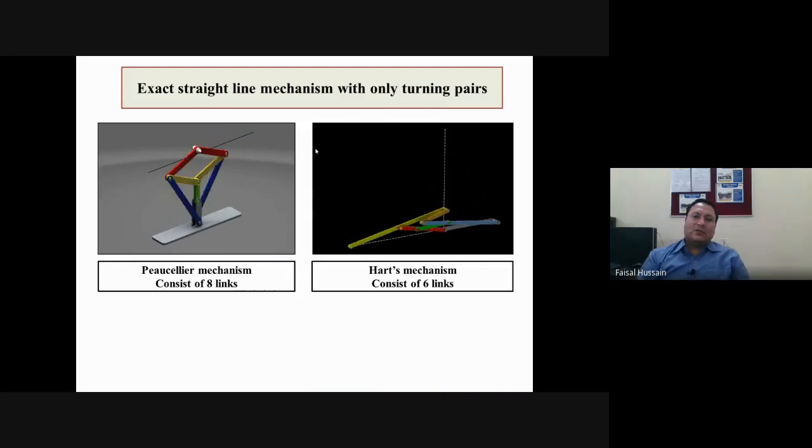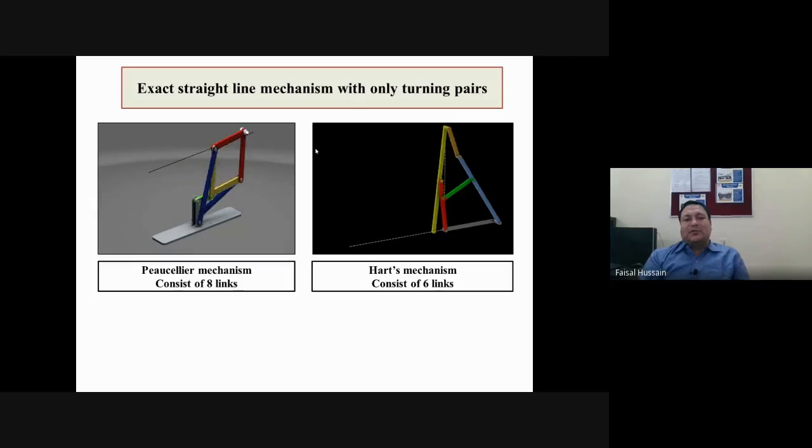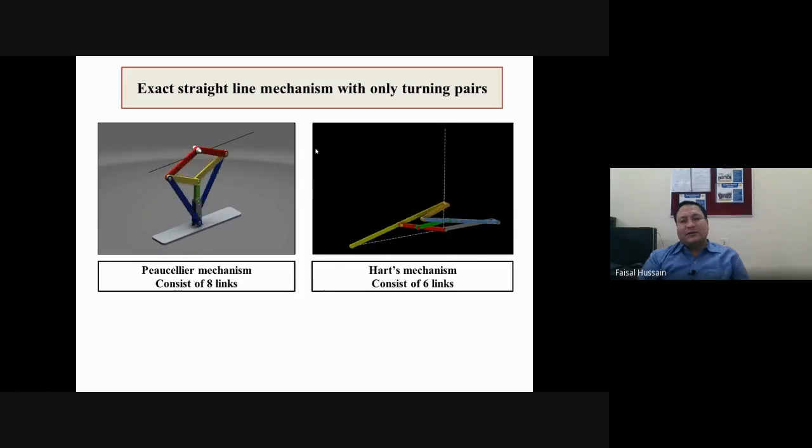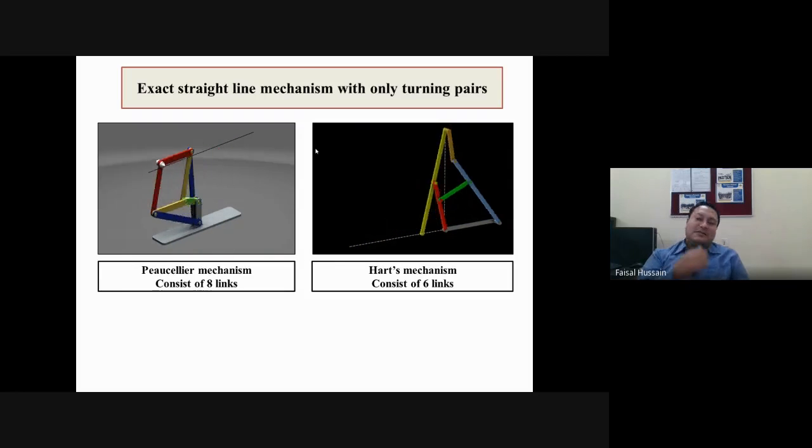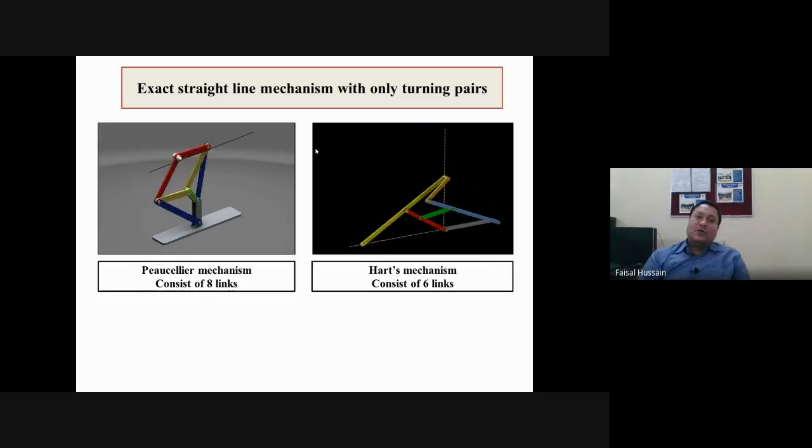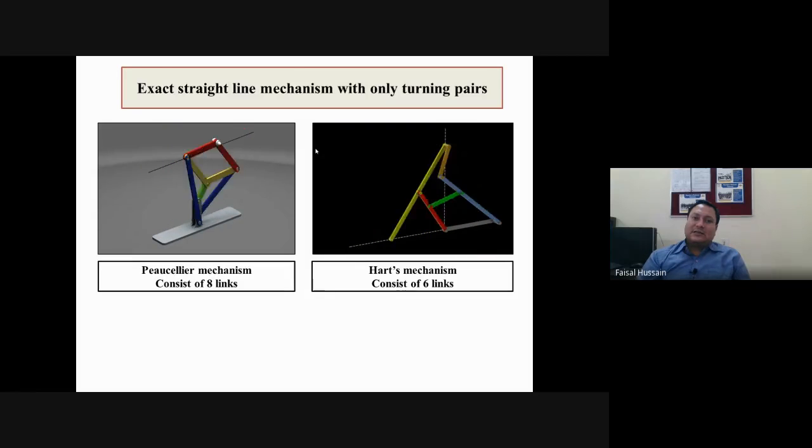Now see, these are the two examples. One is the Peaucellier mechanism having 8 links. Another one is your Hart mechanism consisting of 6 links. You can see that the pointer is tracing a straight line path. Therefore, it is known as an exact straight line mechanism.